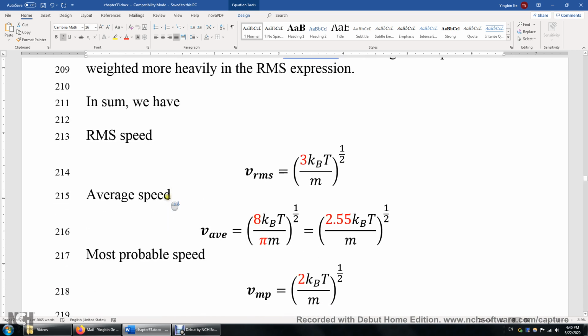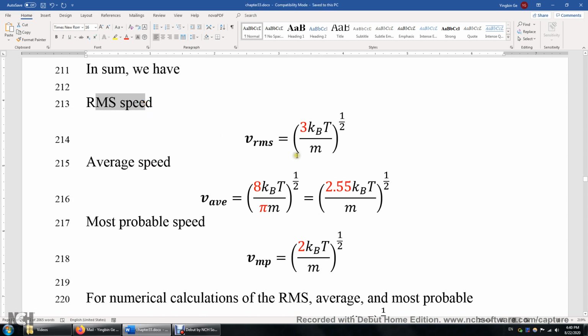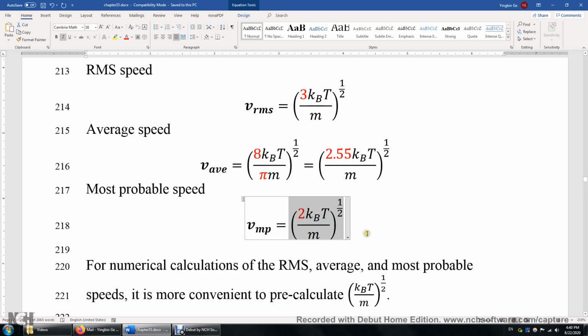So in summary, we have the root mean squared speed. All right, it's here. We have the average speed. It's here. And we have the most probable speed. It's here. They have a common factor. The common factor is the square root of kBT over m. The only difference is the number. Over here you have the square root of 3, the square root of 2.55, the square root of 2. So that's the only difference.